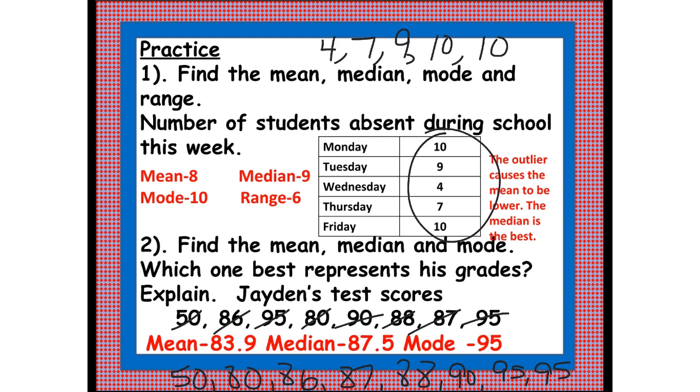Now it says which one best describes his grade, and the best one to use is the median. And the reason is because you have the outlier, and they talk about that over here on the side. But he had one test, that 50, that was way different than all the others. And that's what we call an outlier. And because of that, look at the difference it made in the 83 and 9/10 versus 87 and 5/10. That's a big difference. So 87 and 5/10 is a better descriptor of how Jaden would do on his test.